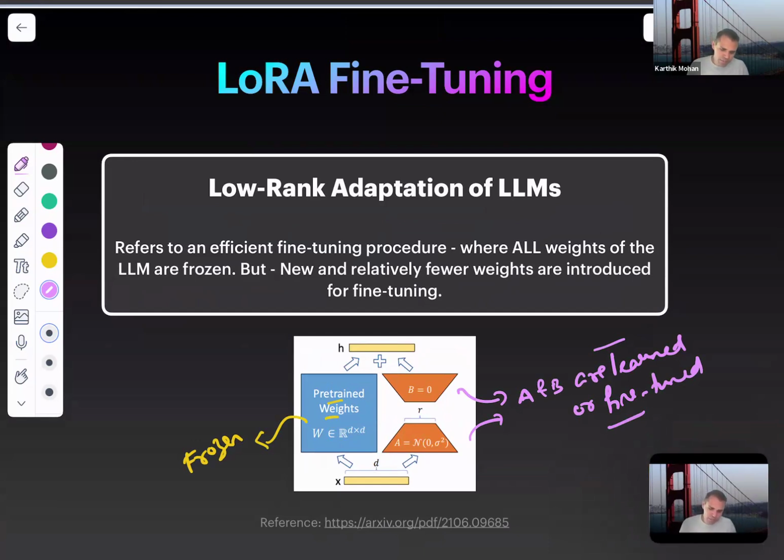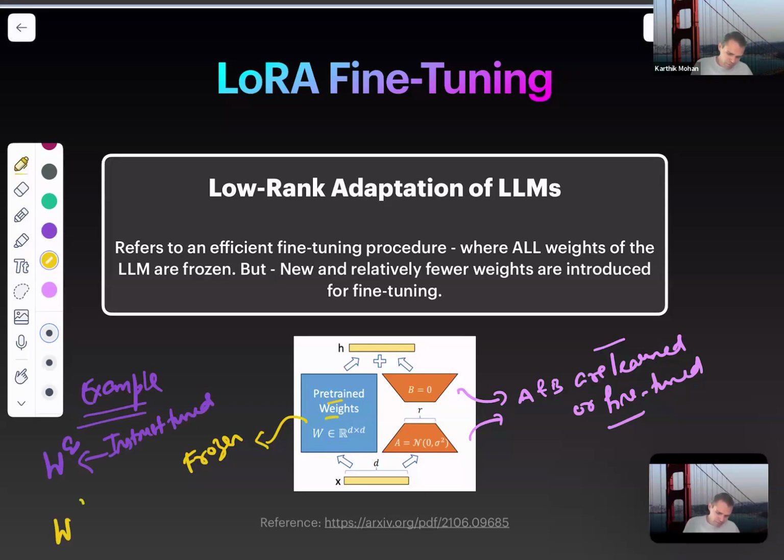Essentially, at inference time, you don't discard the frozen weights, you use them, but you add A and B to it, right? Let's look at an example. Suppose I had a weight matrix Q, maybe already instruct tuned from before. With LoRa, you would get this new weight, say W tilde Q, which is WQ plus AQ BQ. So this is the LoRa addition, right?